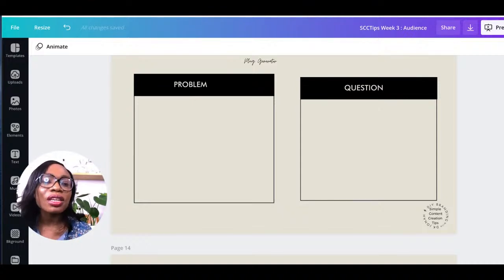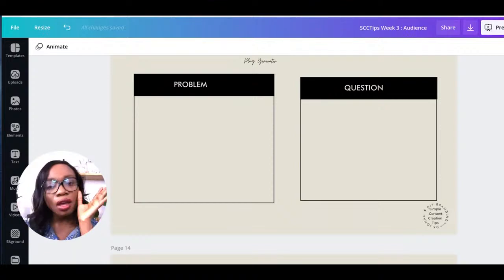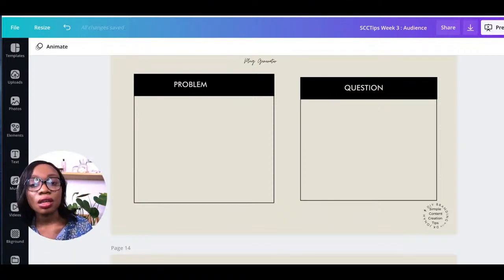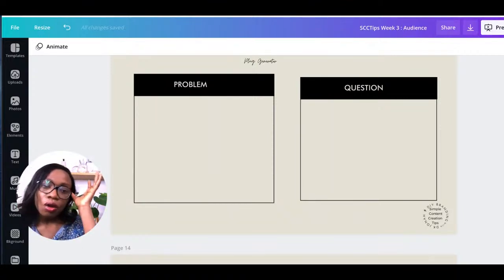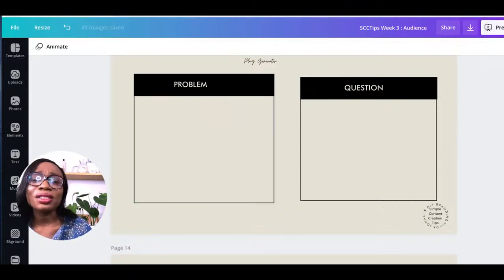I want you to think about problems that your audience face and write them down, and questions that they ask, write them down. A problem they face could probably be, I don't see antibiotics as bad.